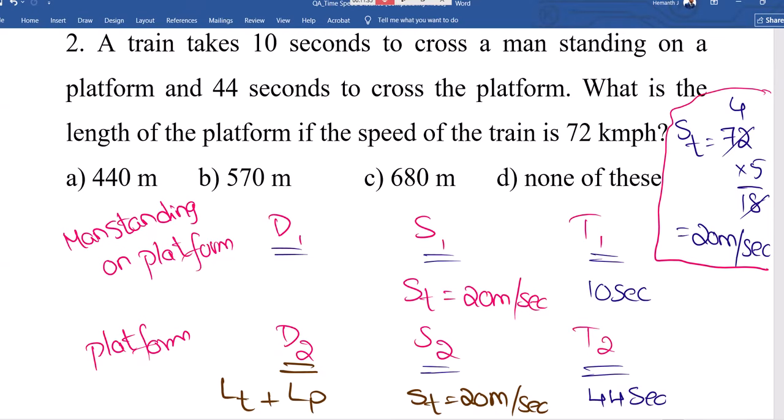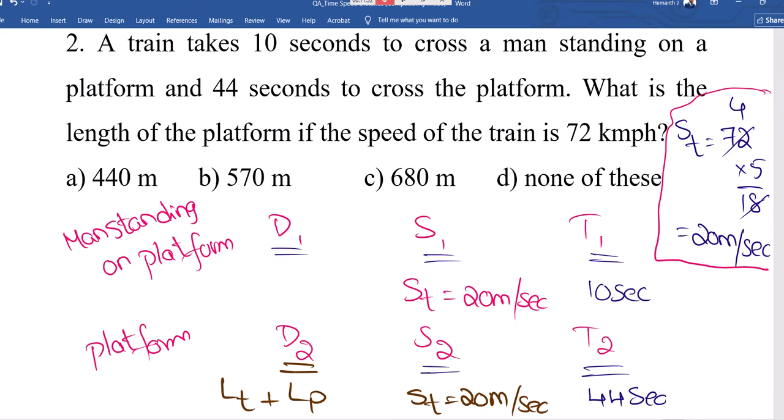Which train? Let's say the man is sitting in train 1. Another train is train 2. Which train length do I have to consider? Both. You have to consider L2, the length of train 2, not the person sitting.